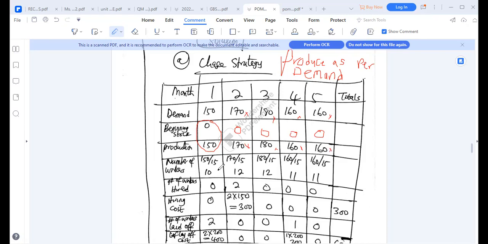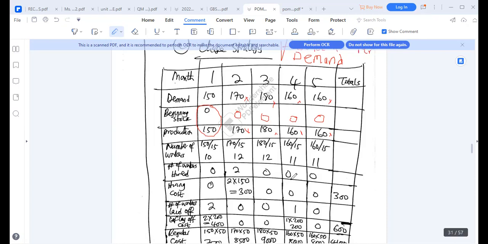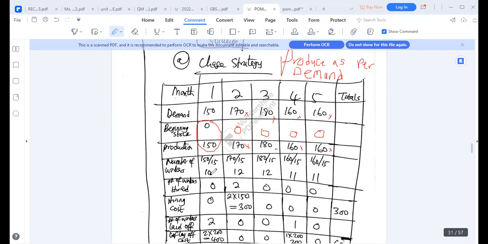So for the number of workers, each worker is able to produce 15 units. So we divide these by what? By 15 units. So 150 units divided by 15, we get these numbers. These are the number of workers. So why are we having a 10 here? We're having a 10 because 150 divided by 15 gives 10 workers, since one worker is able to produce 15 units. And from here you know that we fired 2 because the current workforce was actually 12.